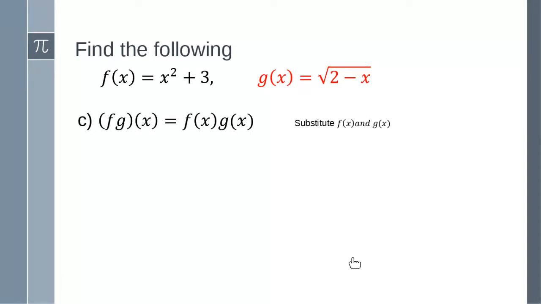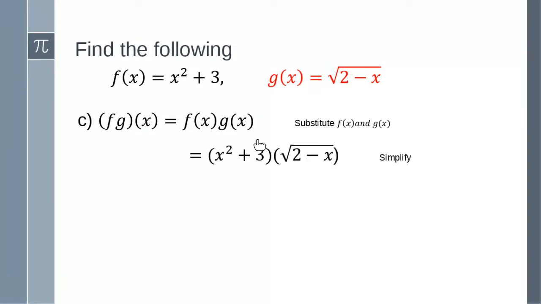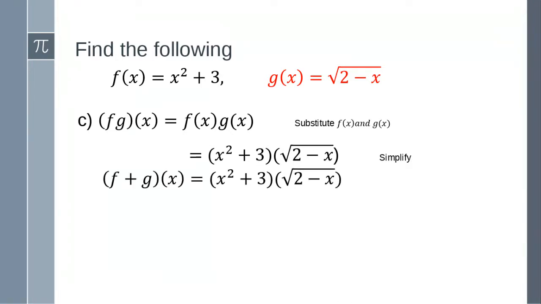Okay, so let's try the multiplication. So we have x squared plus 3, and then times the square root of 2 minus x. And so we can multiply this out, like we can go x squared times the square root of 2 minus x, and 3 times the square root of 2 minus x. But on WebAssign, if you leave your answer like this, it's going to accept it, okay? But again, you can simplify. I always tell students to simplify as much as you can, but this will work since you have the square root. And this should say f times g.